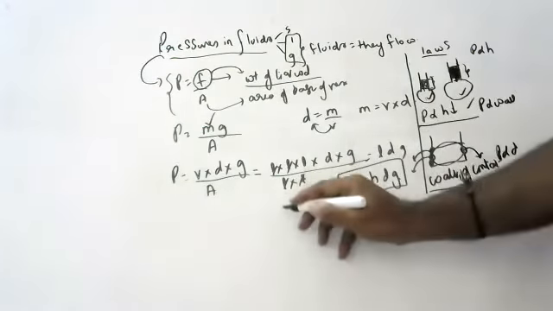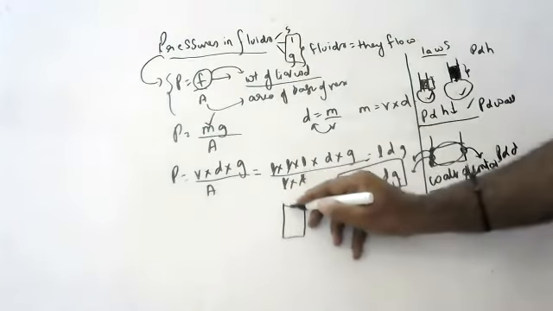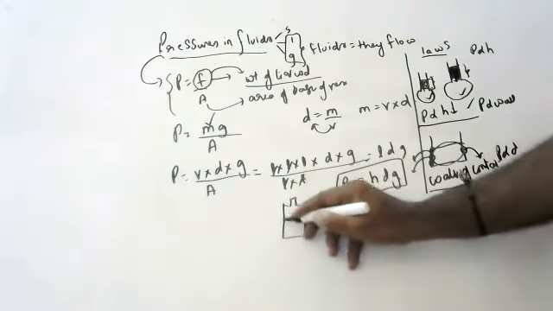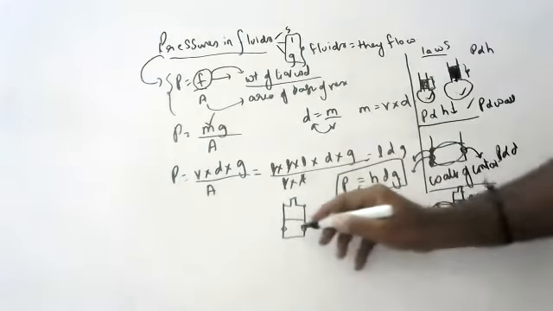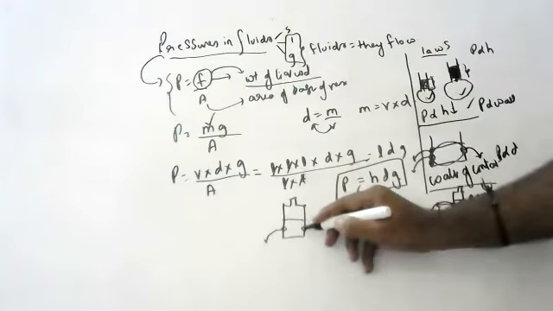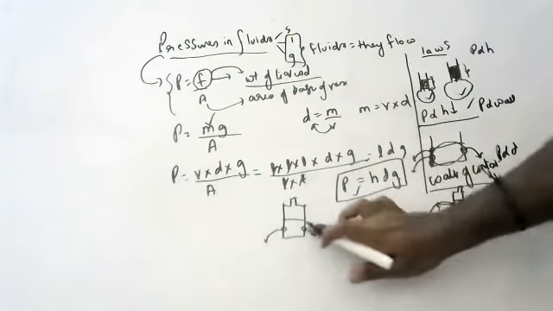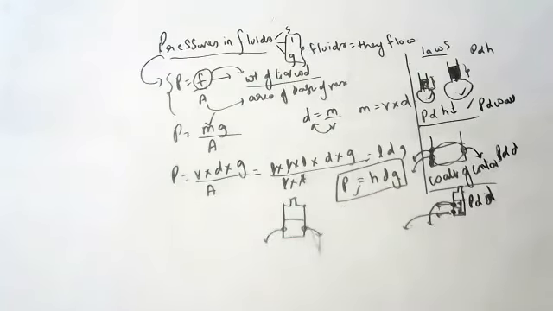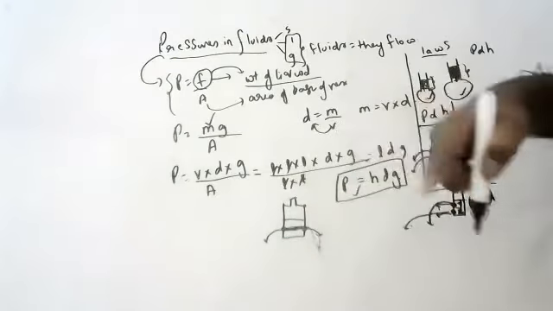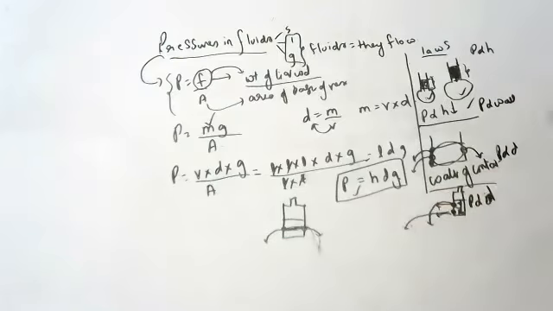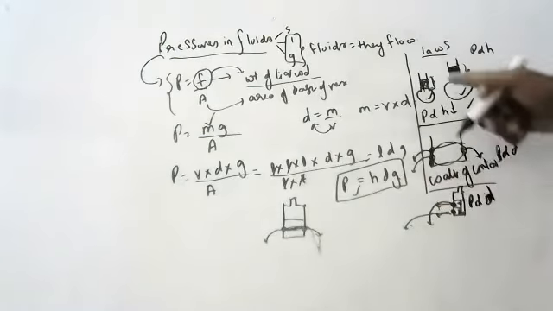At a given depth, children. Suppose this is a bottle. Here at 3 centimeters and here at 3 centimeters, if I make a hole, the water will fall equal distances. This and this will fall equal distance, which means at a given depth, the pressure is the same at all points. So these are the four laws, children.